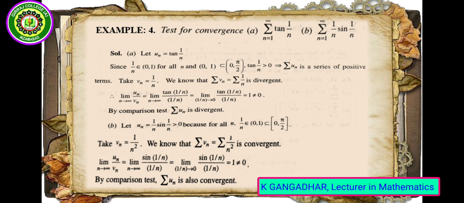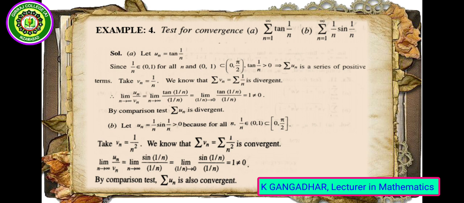Then we know limit sin theta by theta is also 1. So here 1 by n into sin 1 by n. In the denominator we want sin theta by theta form, so 1 by n square value we want. So 1 by n cancels, then we get sin 1 by n by 1 by n. So Un by Vn limit value is sin 1 by n by 1 by n, which equals 1, not equal to 0.